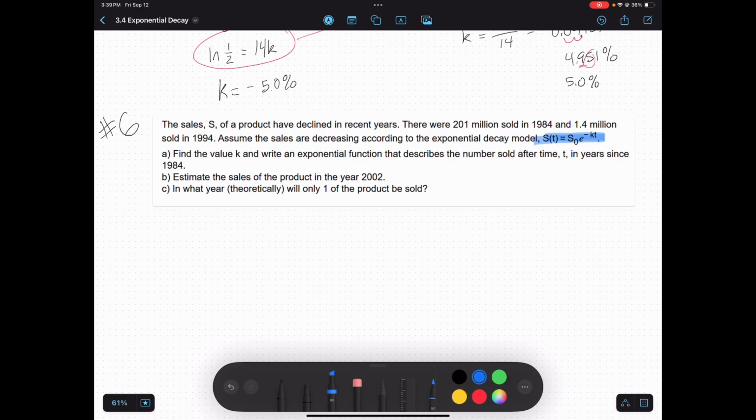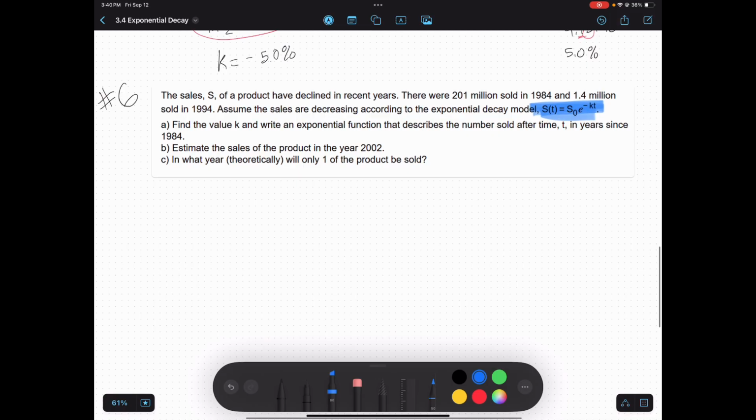So we're assuming exponential decay, and notice how it writes it here. It includes that negative in there because that's how we can for sure know that this is decay, because we're for sure going to have a negative in the exponent. And let's go through these 3 steps. First, let's find that decay rate. Let's find that value k and write my exponential function that models this situation. So how am I going to do this?